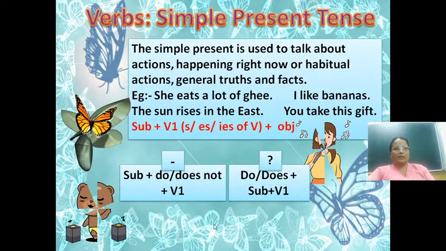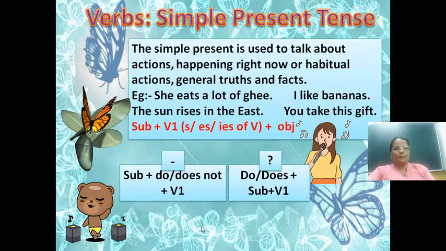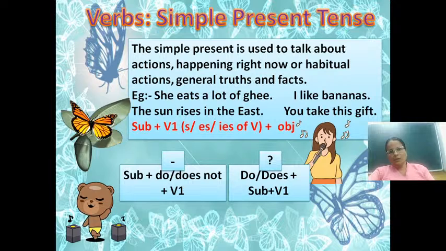In simple present tense, I told you yesterday that we follow the format of subject plus V1 plus S or ES or IES. Either it is V1 according to the subject, that means the base form of the verb, otherwise it is the S, ES or IES form of the verb, plus object. That is the format which we have to follow to make a simple present tense sentence, right?